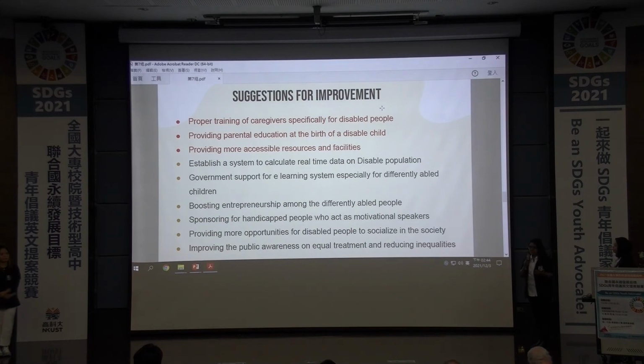Third, providing more accessible resources is also important, because most parts of Indonesia and Vietnam do not have sufficient resources, and the available resources are mostly centered in urban areas. This has to be changed, and the resources should be delegated to rural areas.